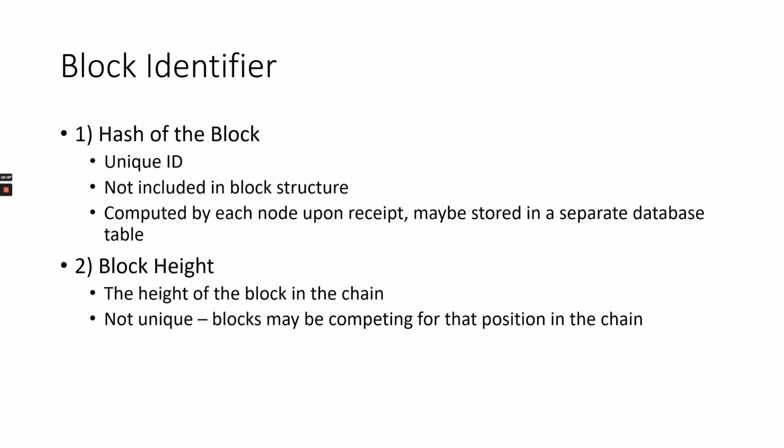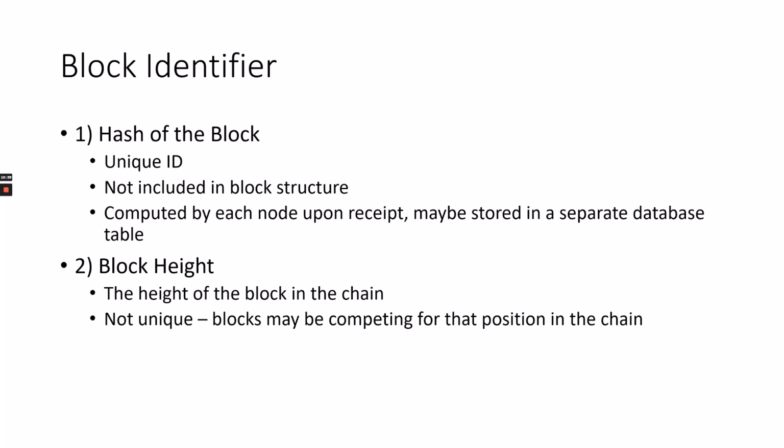So how do you identify a block? What you can do is hash the entire block. So the hash of the block would be a unique ID of that block. Note that this is not included in the block structure anywhere. What happens is when a node receives that block over the Bitcoin network, it is computed at that time. So it's computed by each node upon receipt, and you can store it in a separate database table for fast indexing and other sorts of uses.